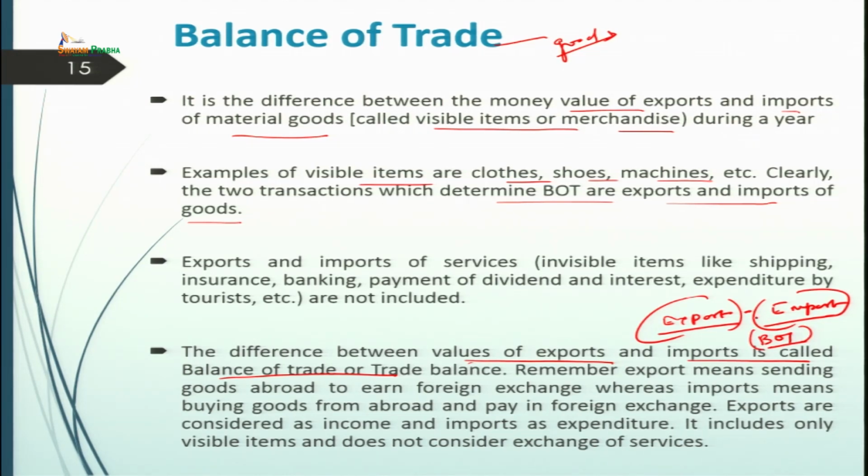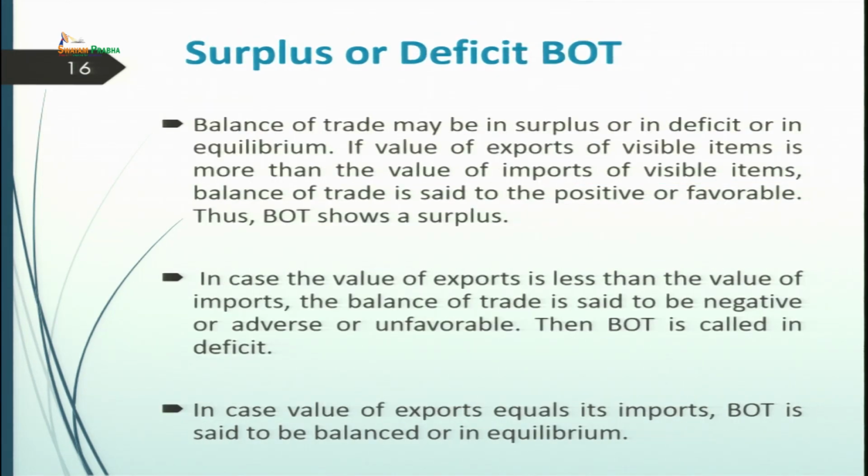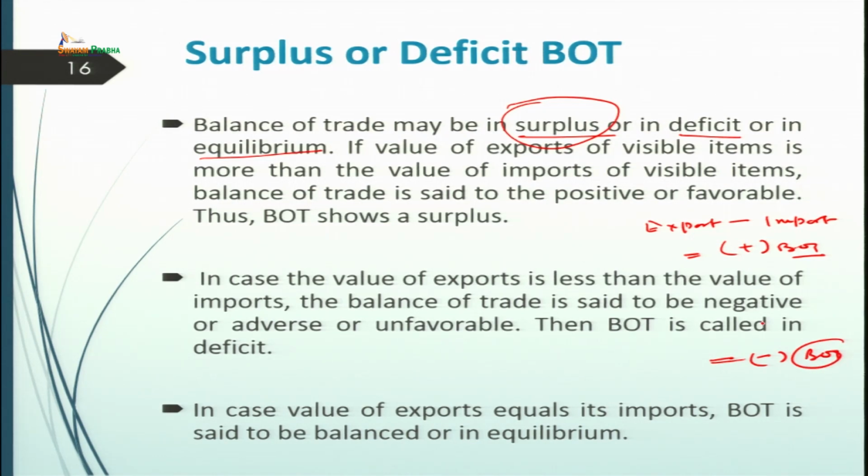If the value comes out to be in the minus, then it will be termed a deficit. As you can see in the next slide, the balance of trade may be surplus, or deficit, or equilibrium. If you are trying to find the difference between export and import, and the value comes out positive, then it is the situation of surplus. On the other side, if the value comes out negative, then the situation is of deficit. That means your imports are more than your exports.